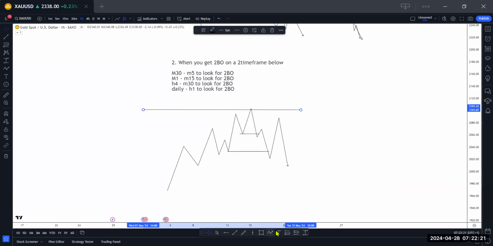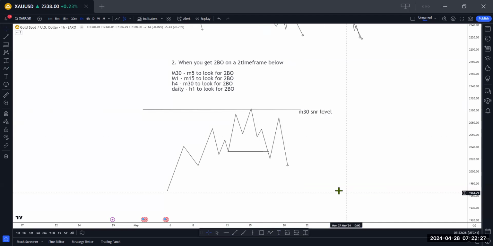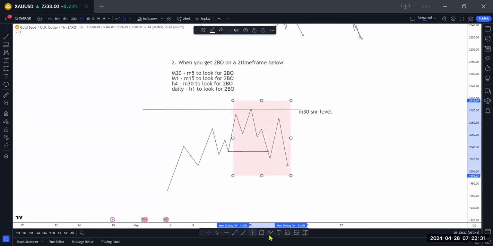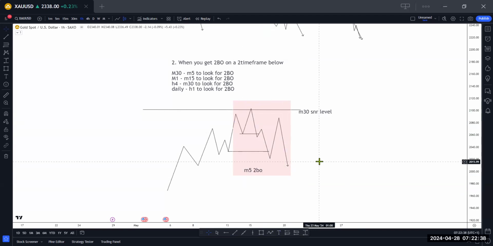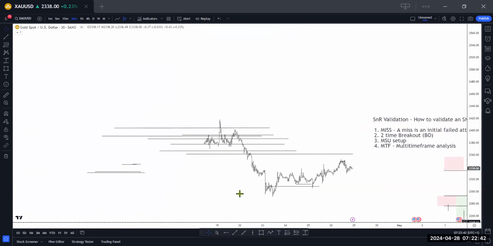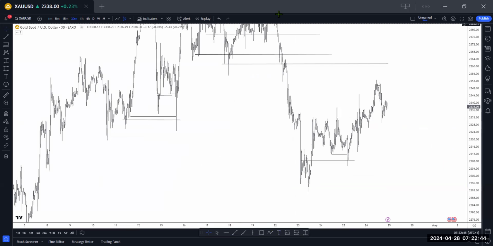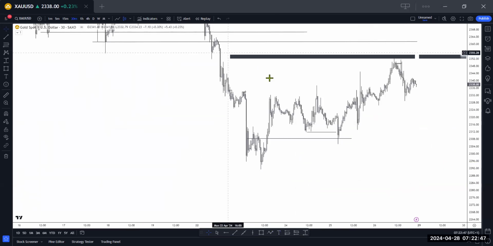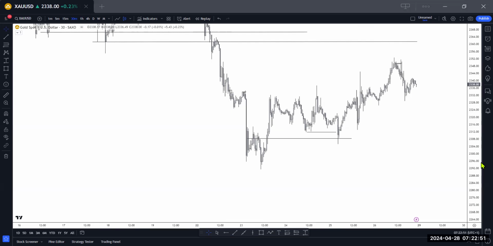So let me put this. This is the M30 SNR level. This is the M5 two-time breakout. M5 should be okay. Let's see examples. Let's use M30. All right, see an example on M30.